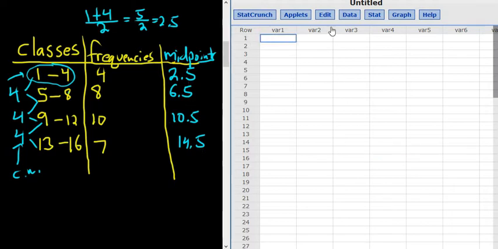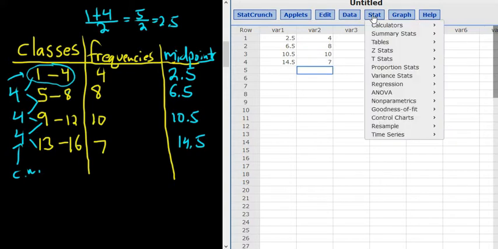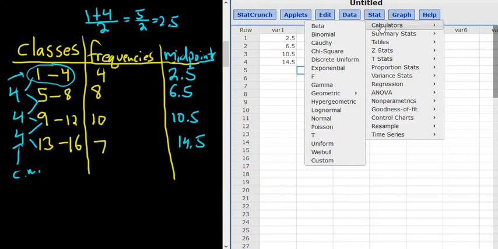In the first column, you type in your midpoints. So 2.5, 6.5, 10.5, and 14.5. In the second column, you type in your frequencies. So 4, 8, 10, 7. And then you go to Stat, Calculators, and then you go to Custom.